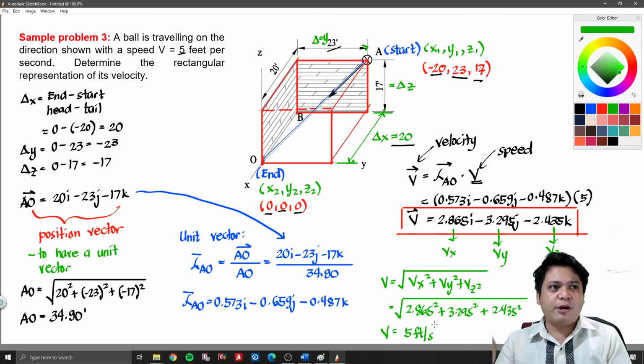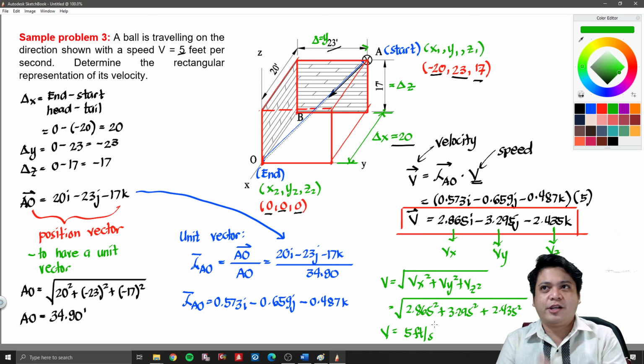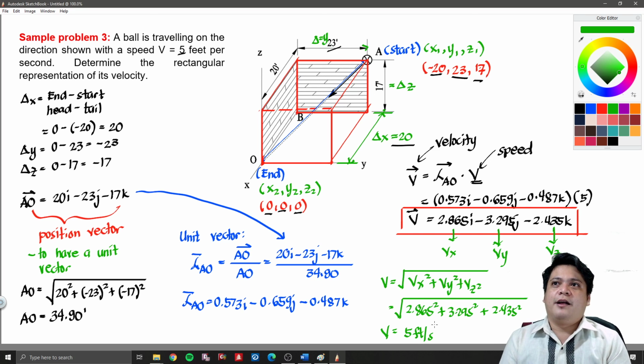So, that's how you represent a single force or a single vector into Cartesian or rectangular representation. Okay? So, sige. Copy muna.